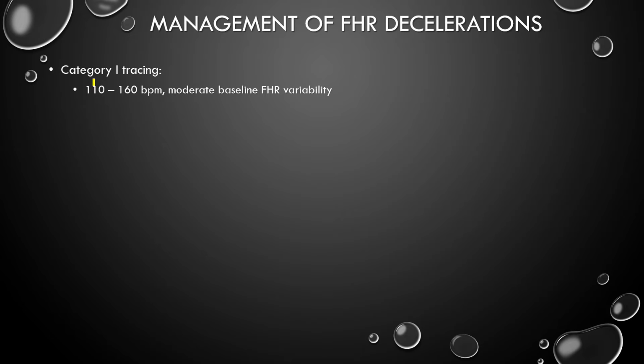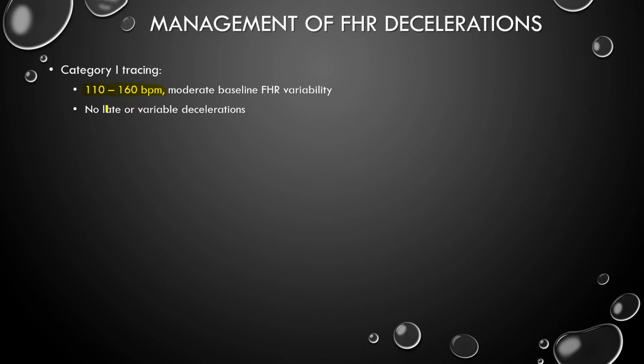It means you have a heart rate between 110 to 160 for the fetus. Remember, we talked about how this is the normal range, much higher than normal for adults. This is normal for a fetus. And moderate baseline fetal heart rate variability. Remember, we mentioned before that fetal heart rate is variable. It goes a little up and a little down within a range of 10. So it's okay for there to be some variability at baseline, and you want that actually.